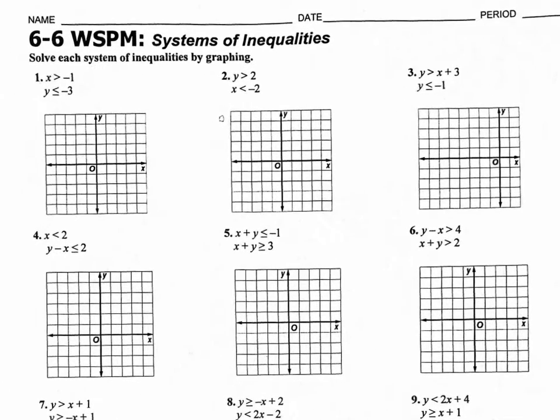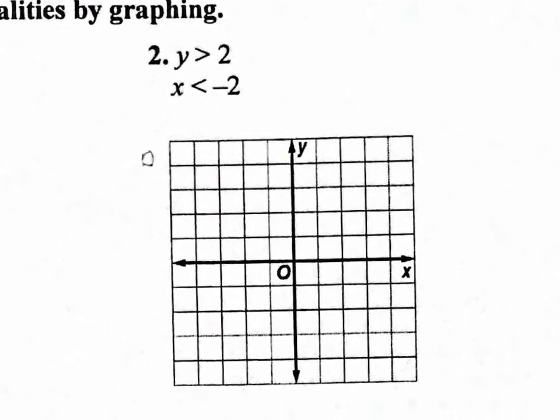And we're going to be doing the even ones. And when you do the shading, I want you to do it lightly. And you'll see why, because section 6.6 is all about the overlap piece. Okay, you're going to shade, and the overlap piece, that's what you really want to shade. So let's go to number 2, and let's thoroughly explain number 2.